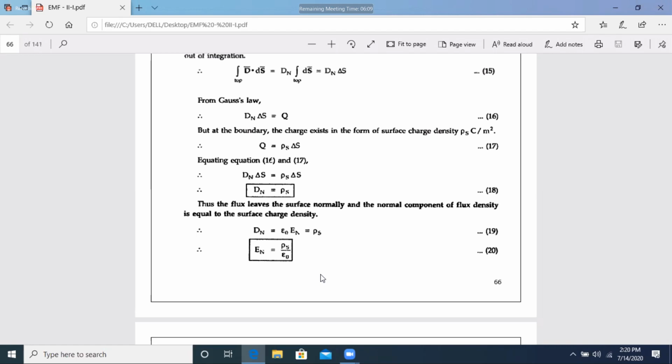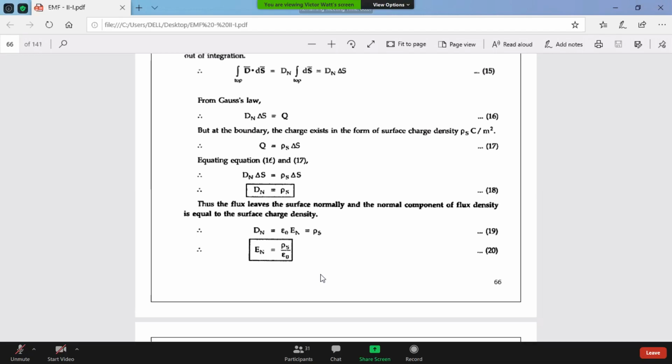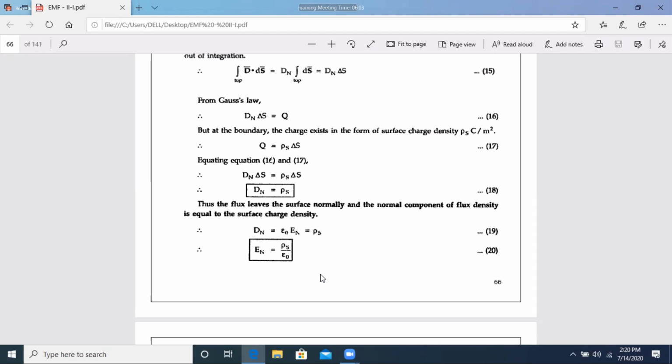So what is E normal 2? It would be 36 epsilon naught AZ divided by 4 epsilon naught, so 9AZ. Everybody get that? Yes, sir.